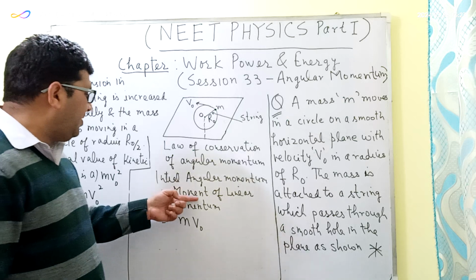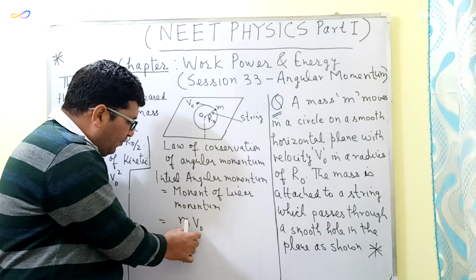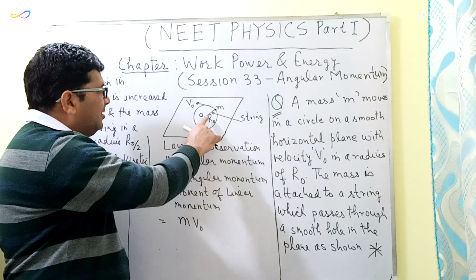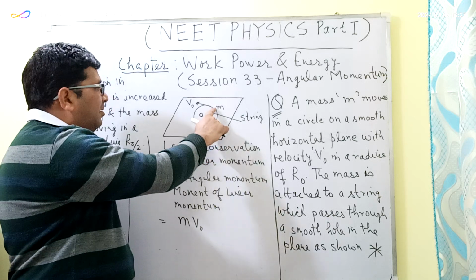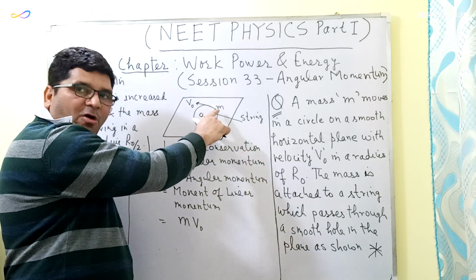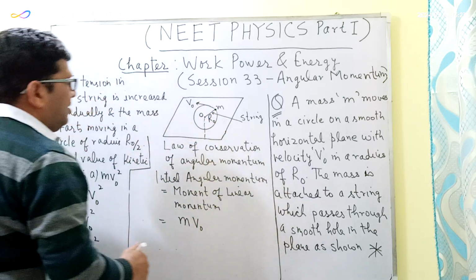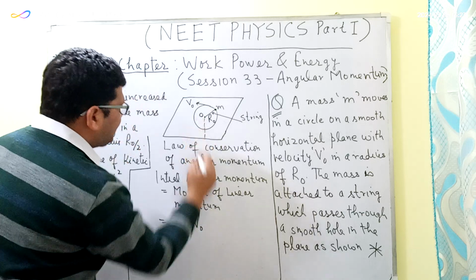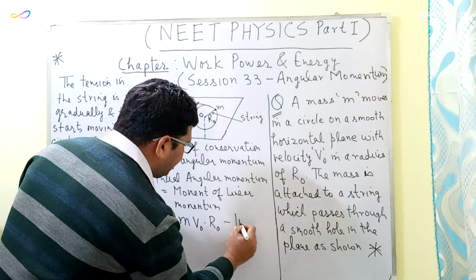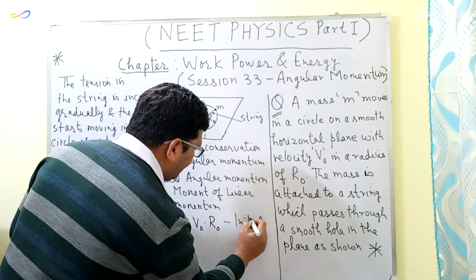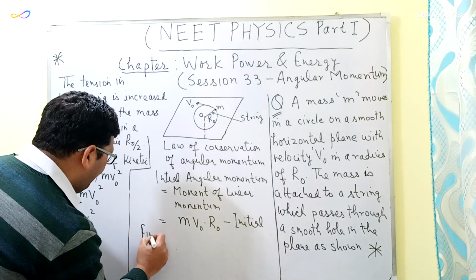And what is the meaning of moment of linear momentum? That is, moment of linear momentum is basically the product of this linear momentum and the perpendicular distance of this object from the axis of rotation. So, in this case, it will be equal to r naught. So, this is the initial angular momentum. What will be the final angular momentum?